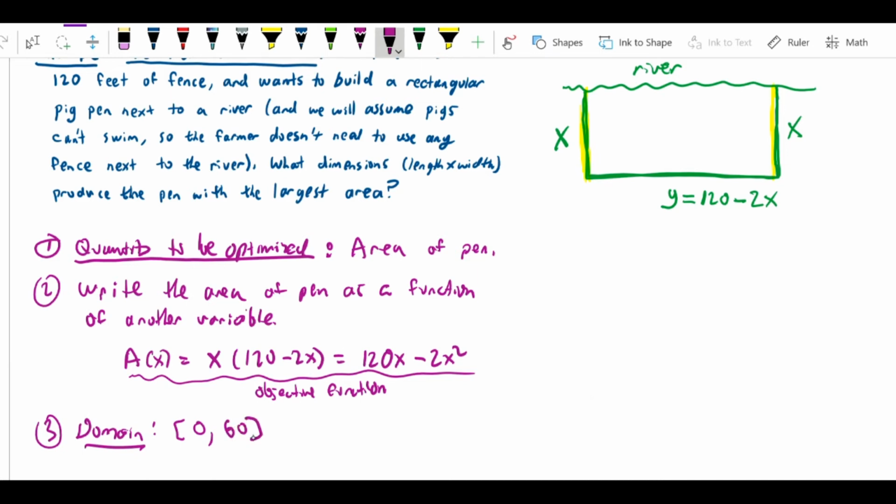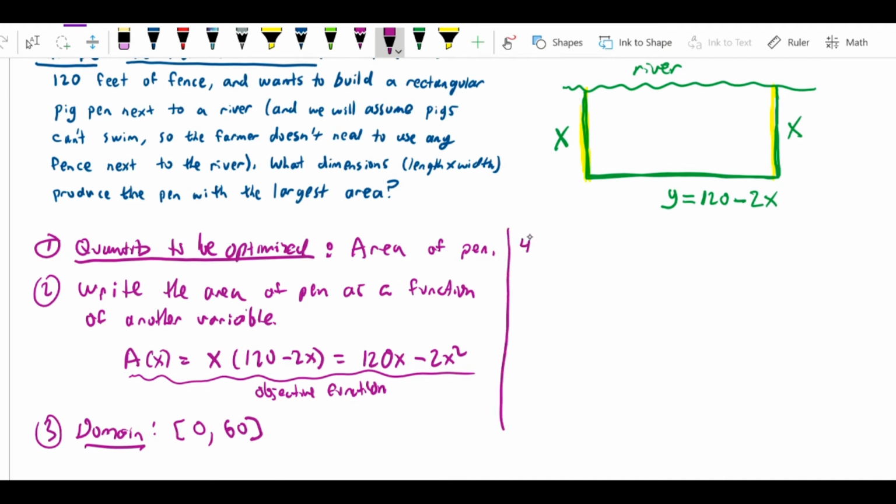That's a number that's small enough, just barely small enough, that we could get there and back to the river with 60 feet of fence. And again, that would be a pen that's so skinny that it has no area, so it's not going to be the correct answer. But at the very least, it's possible to build a pen if we choose x as 60. So the domain of the function, the feasible domain, is 0 to 60.